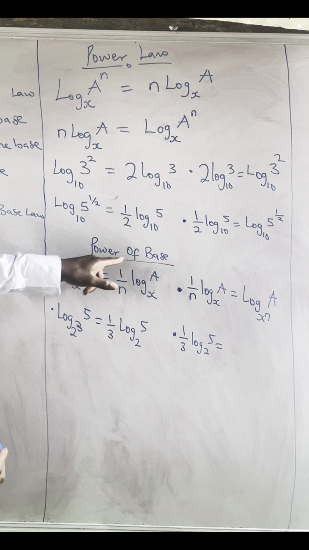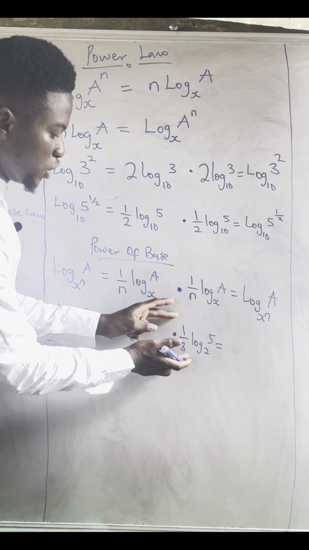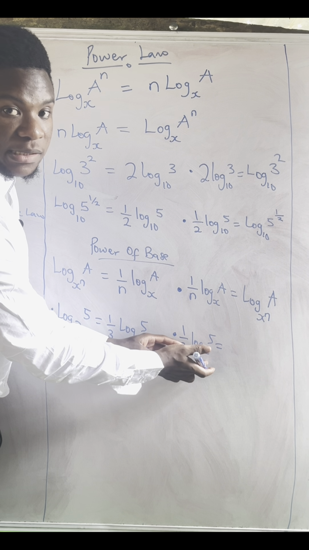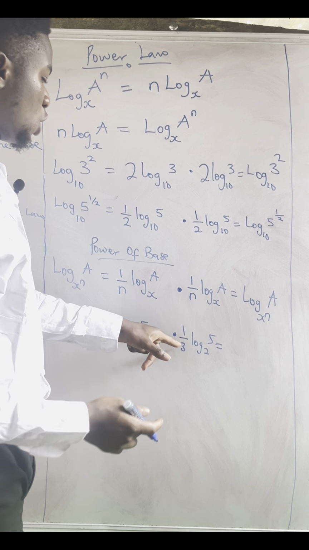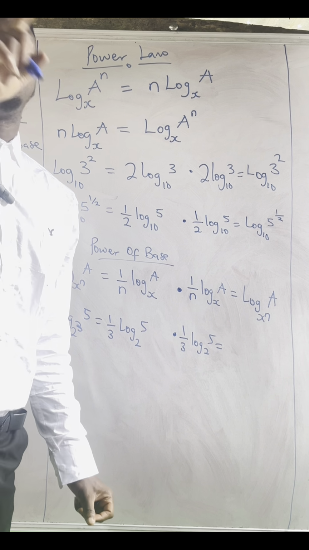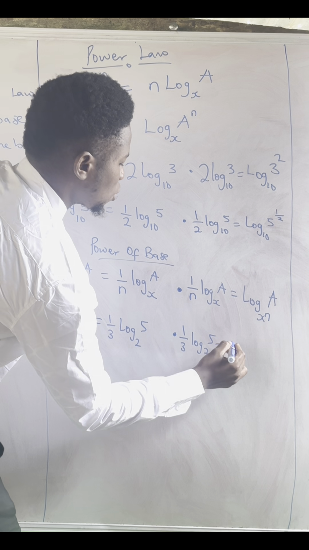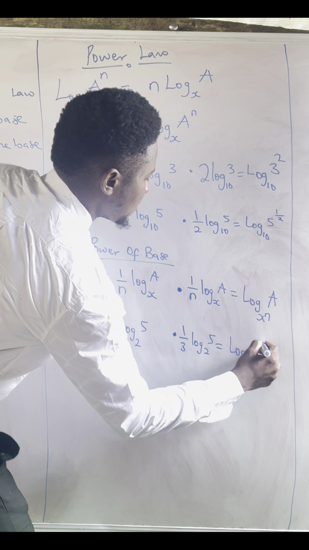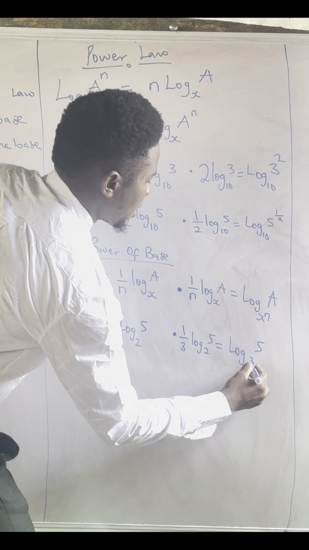If I want to use the power of the base law, this coefficient can become the power of the base, but it's going to turn to the reciprocal. So the reciprocal of 1 over 3 is what? 3. And the reciprocal of 3 is what? 1 over 3. So this will now turn to log 5 base 2 raised to the power 3.